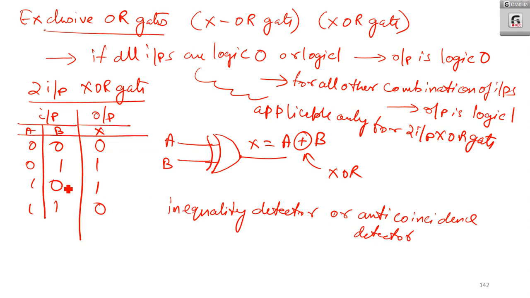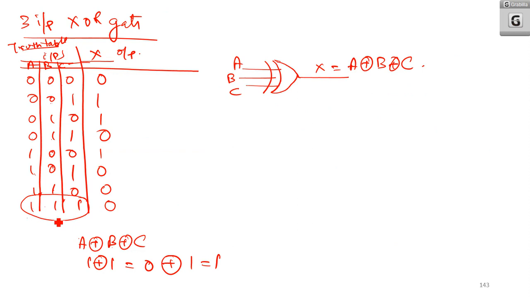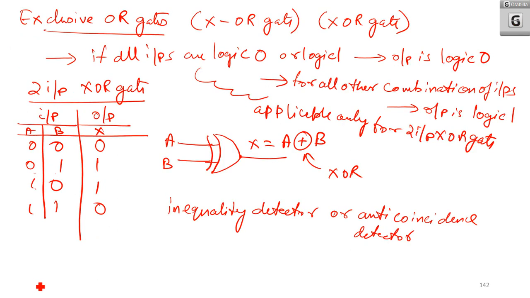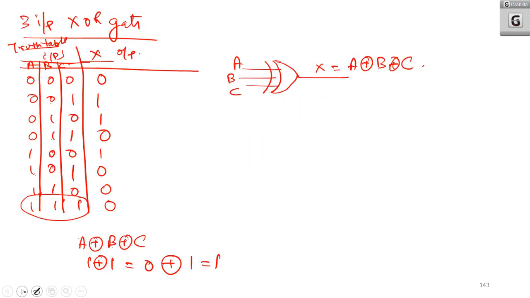That is what is inequality: 0 1, 1 1, 0 1. Whereas for XOR gate we can have 1 XOR 1, that is considered as an inequality too. So here what we can say is that if there is any inequality in the case of input, you can determine it using XOR gates. So the exclusive OR gate, or XOR gate, is also known as inequality detector or anti-coincidence detector.